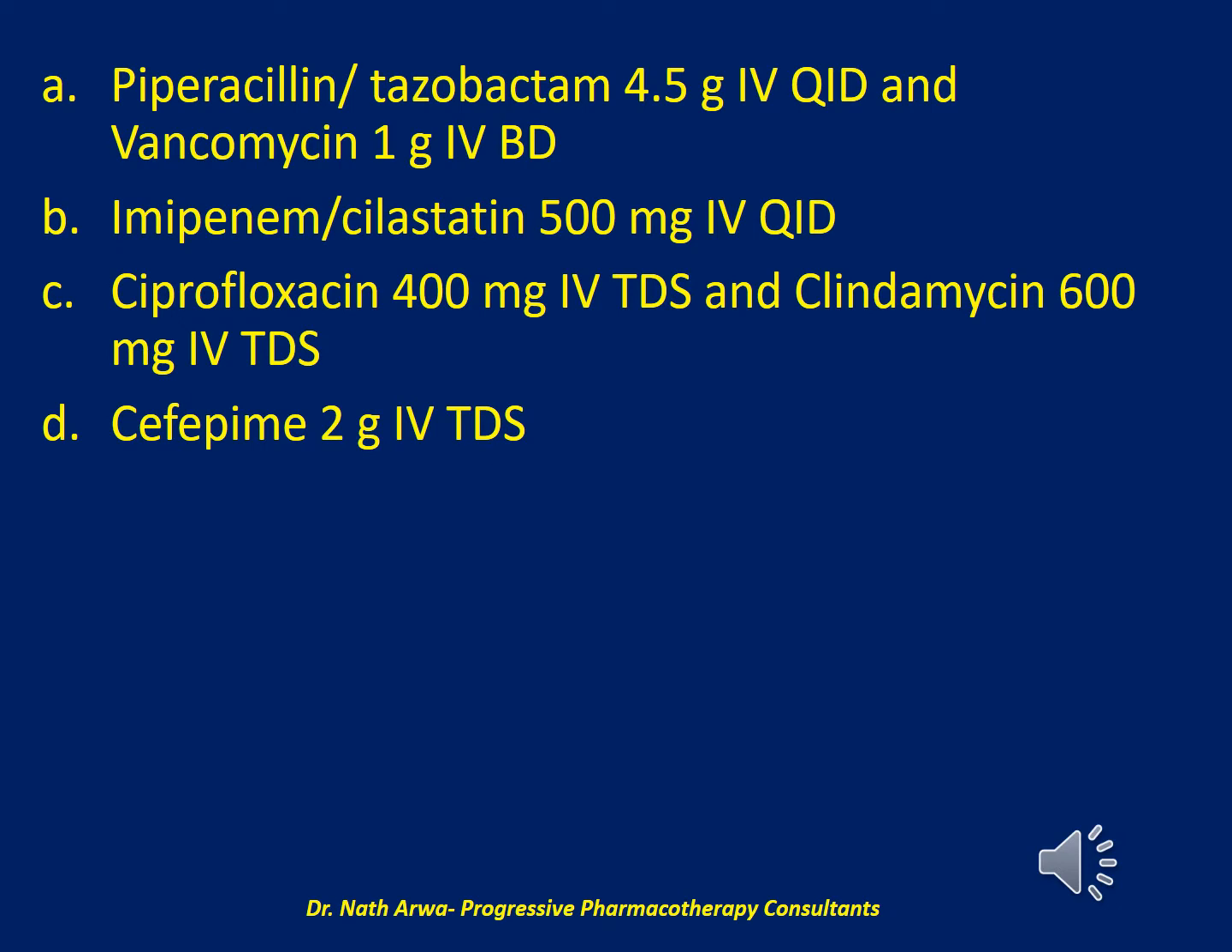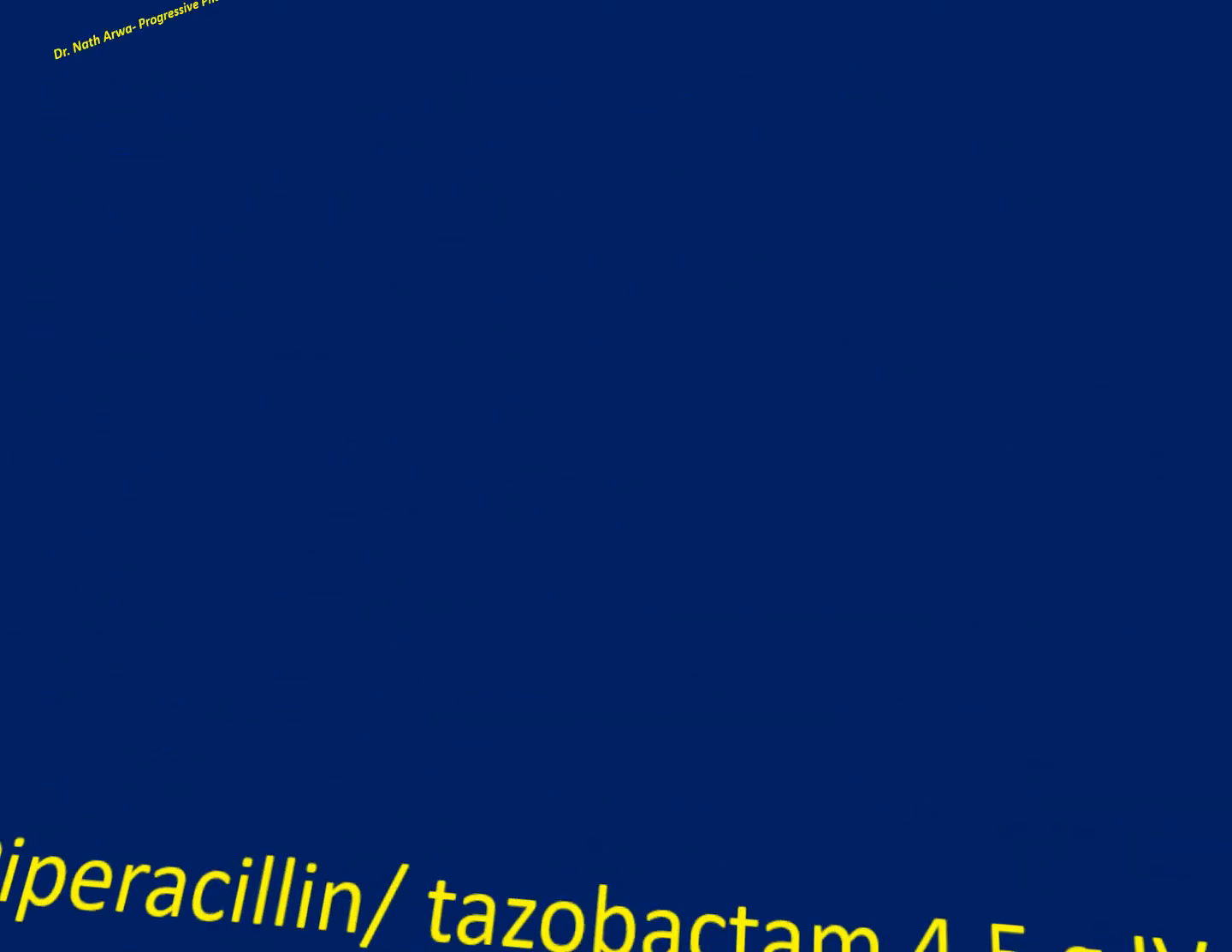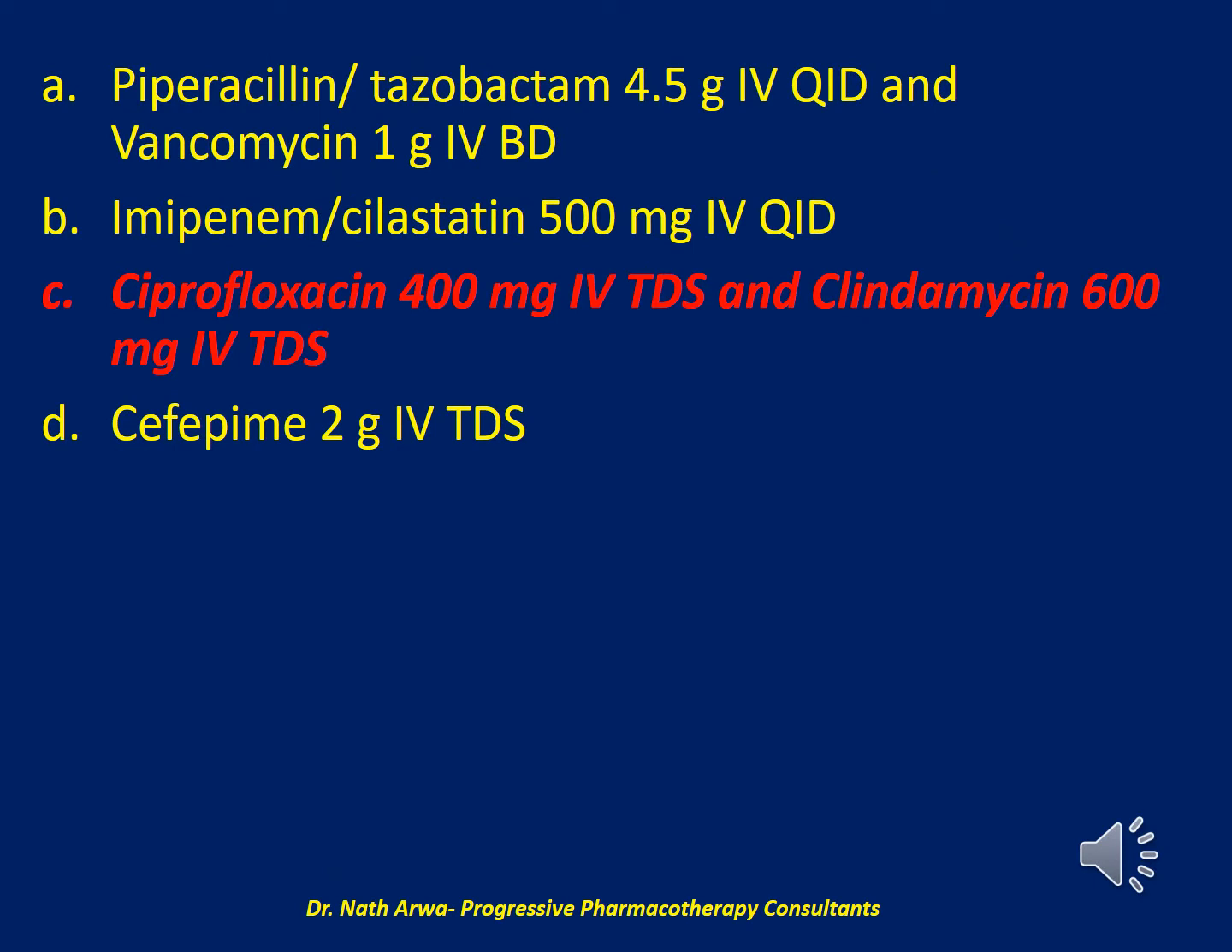Or C. Ciprofloxacin 400 mg IV thrice daily and clindamycin 600 mg IV thrice daily? Or would it be D. Cefepime 2 grams IV thrice daily? I will give you 10 seconds to choose the correct answer to this question from the listed options. And the correct answer is C. Ciprofloxacin 400 mg IV thrice daily and clindamycin 600 mg IV thrice daily.